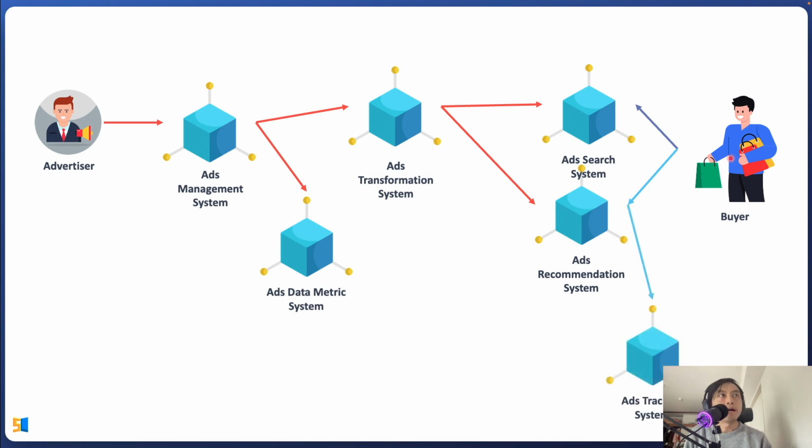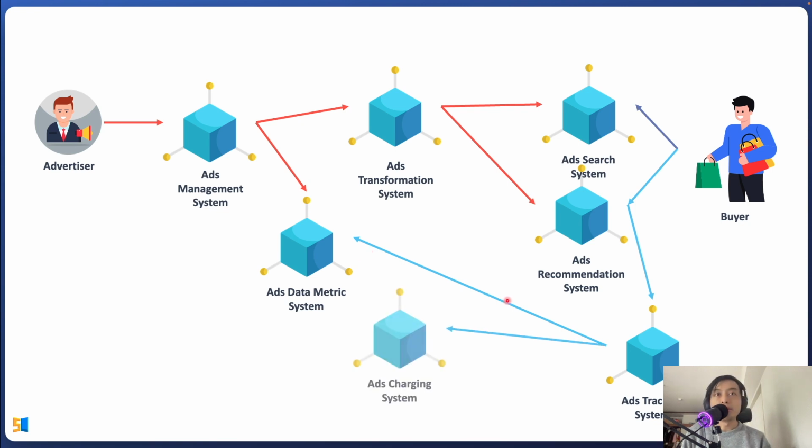So if I see the ads, click the ads, or maybe buy the product from the ads, those metrics, that data will be tracked by the ads tracking system. The ads tracking system will send that data into the data metric system, right? Dump it into the data warehouse. And it will also communicate with the charging system, a system that will charge the advertisers, right?